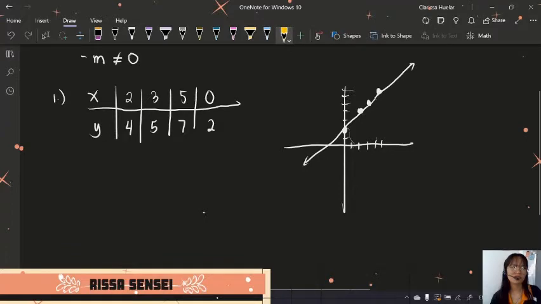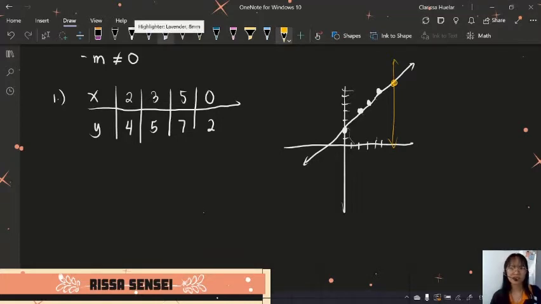And, to verify that this graph is a function, we can use the vertical line test. And, the intersection is at exactly 1 point. Therefore, this is a function. And since yan ay straight line, this is a linear function. Pero there are some ways on how to know or determine whether this is a linear function or not.